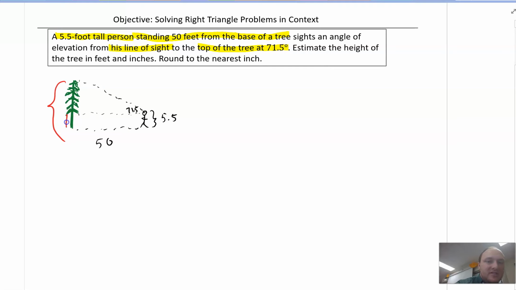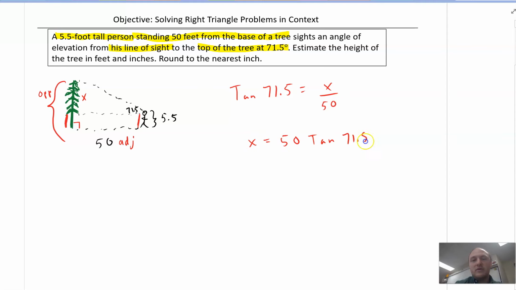Well, I do know this distance, right? Isn't this distance 5.5 feet? What I'm missing is this information here, x. So I have an angle involving a side that is opposite, and I have the side that is adjacent, and it happens to be a right triangle, right? Here's our right angle. So can't I go ahead and use tangent? Sure can. So tangent of 71.5 is equal to x over 50. So x is equal to 50 tan 71.5, which gives us approximately 149.434 feet.